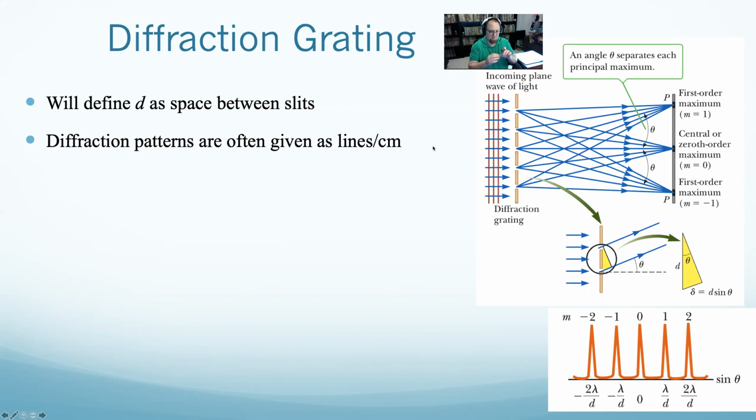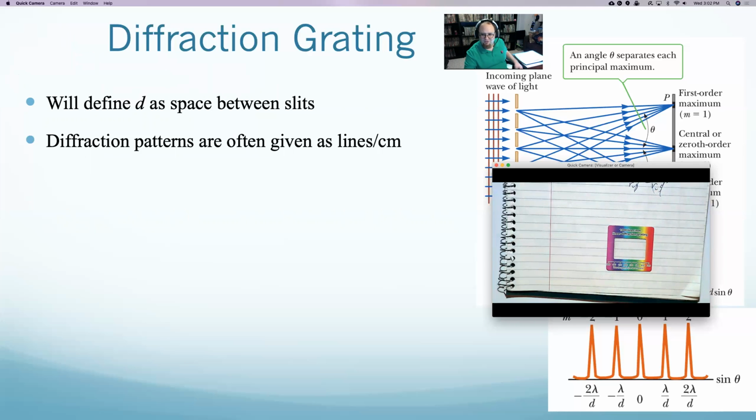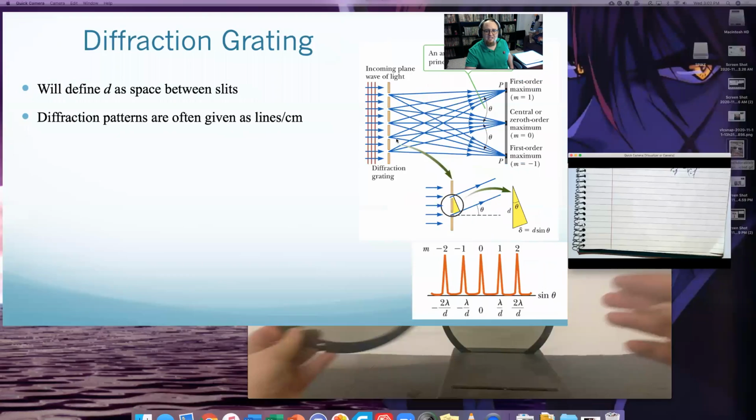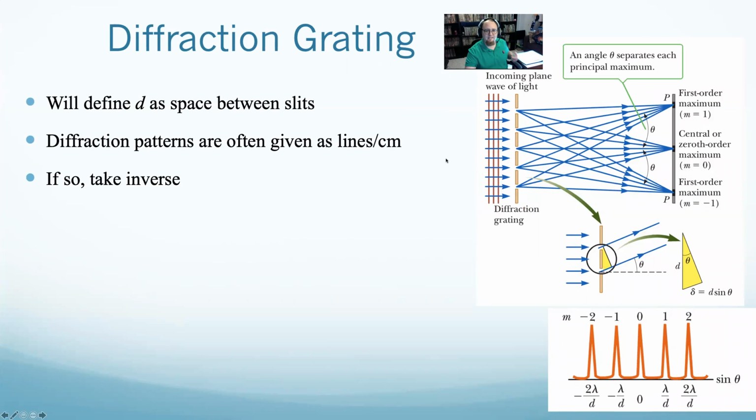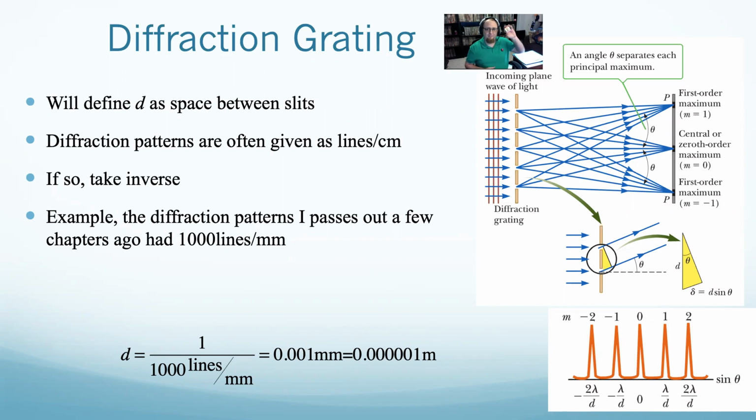They're normally given as lines per centimeter. If I take a look at the one I have here that we saw in class before, you can see it's 1,000 lines per millimeter. I said lines per centimeter, lines per millimeter works too. That's just the inverse of d, because d is how many centimeters per line, or how many millimeters per line in this case. So if something is 1,000 lines per millimeter, as this one is, that means the value of d is 1 divided by that number, because it's just the inverse. How many millimeters between lines, or how many meters between lines. So there's the value of d for this one.